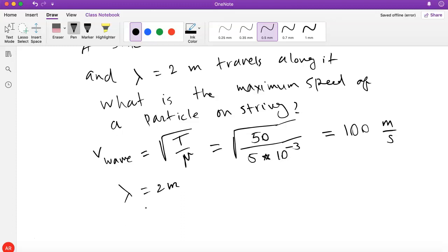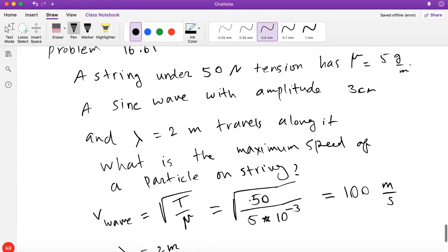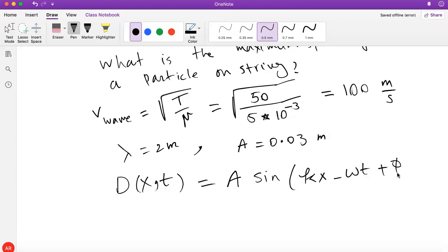So the general equation again can be used here. So we know that d of x and t in general can be written as the amplitude, which is given to us again. It's 3 centimeters. So let's also write this. So we know amplitude is 0.03 meters times sine kx minus omega t plus some phase constant.